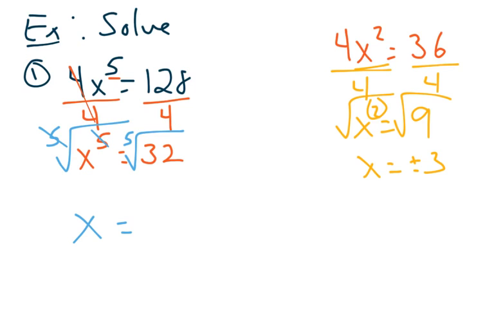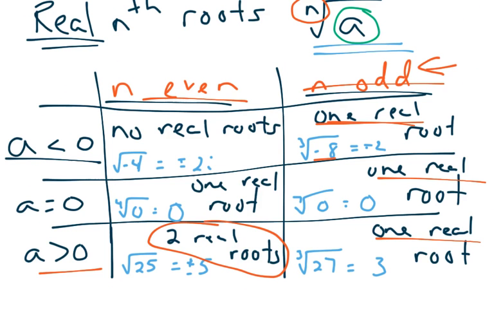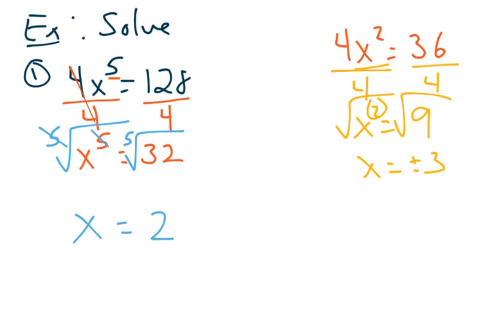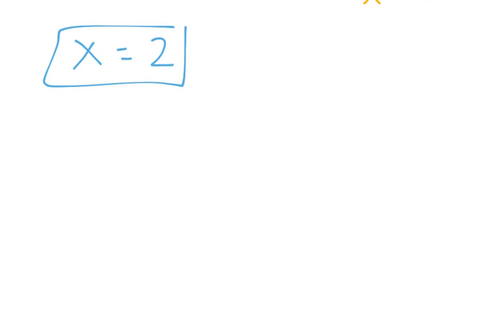Fifth root of 32 is a nice number. It is 2. The question then becomes, is it positive and negative 2, or is it just positive 2? Go back to your table if you're not sure. This one here, fifth root makes it an odd root. Positive 32, that's here. One real root. So I do not need plus or minus 2. It is just 2. There's only one answer. Let's try another one here. Number 2.